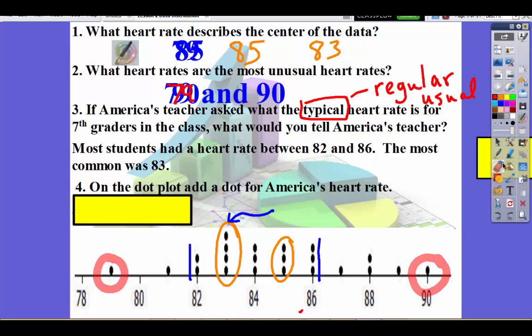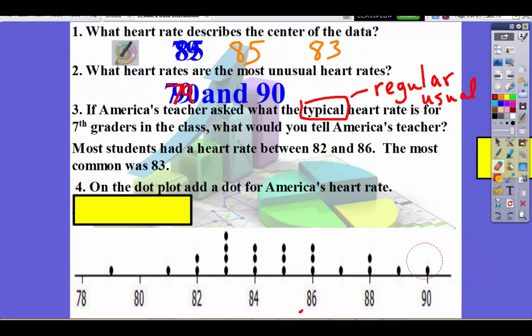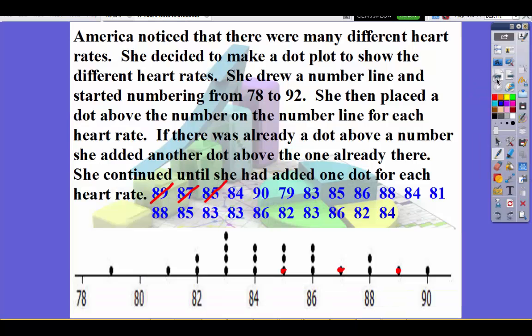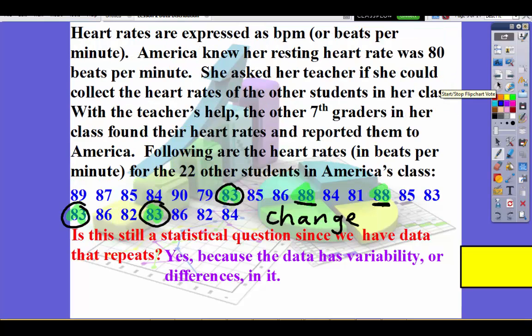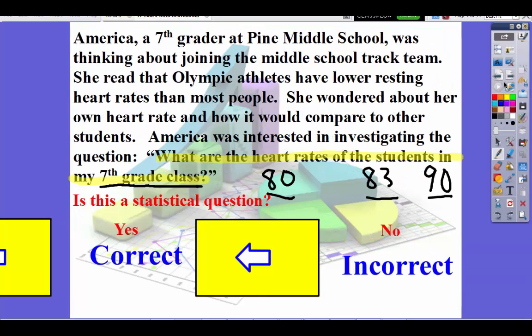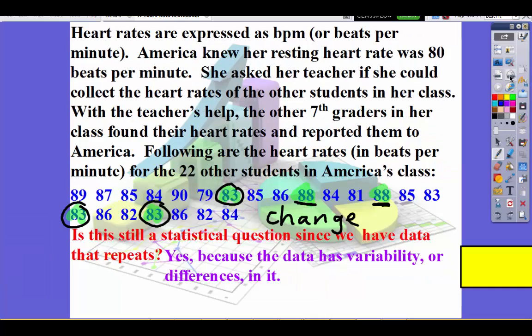Okay, my very last one is asking me on the dot plot, add a dot for America's heart rate. Well, I'm going to have to refer back all the way to my original problem. Now, what do I notice in this original problem? I'm looking for what? America's heart rate. America knew her resting heart rate was 80 beats per minute.